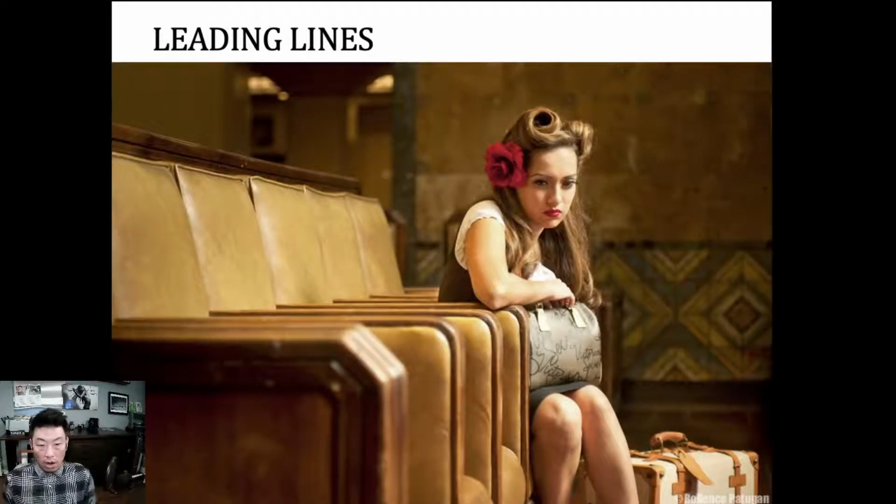Leading lines again, these armchairs, this set of chairs are leading us to this woman seated at the, I would say, second to the last chair there. And guess what? She's also placed on the third. So these are multiple compositional rules within one shot.